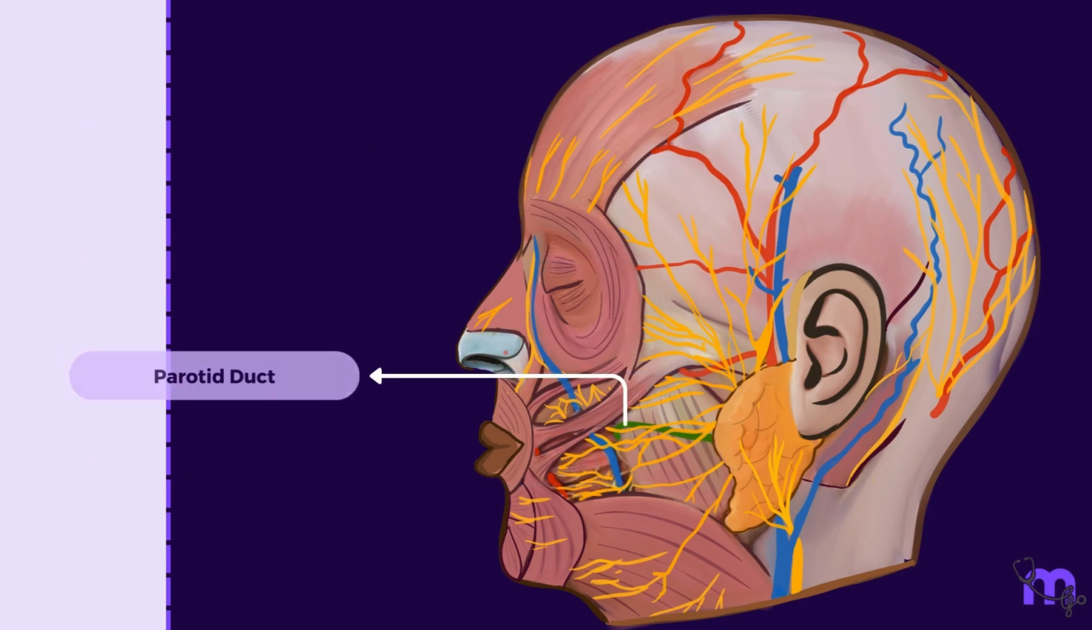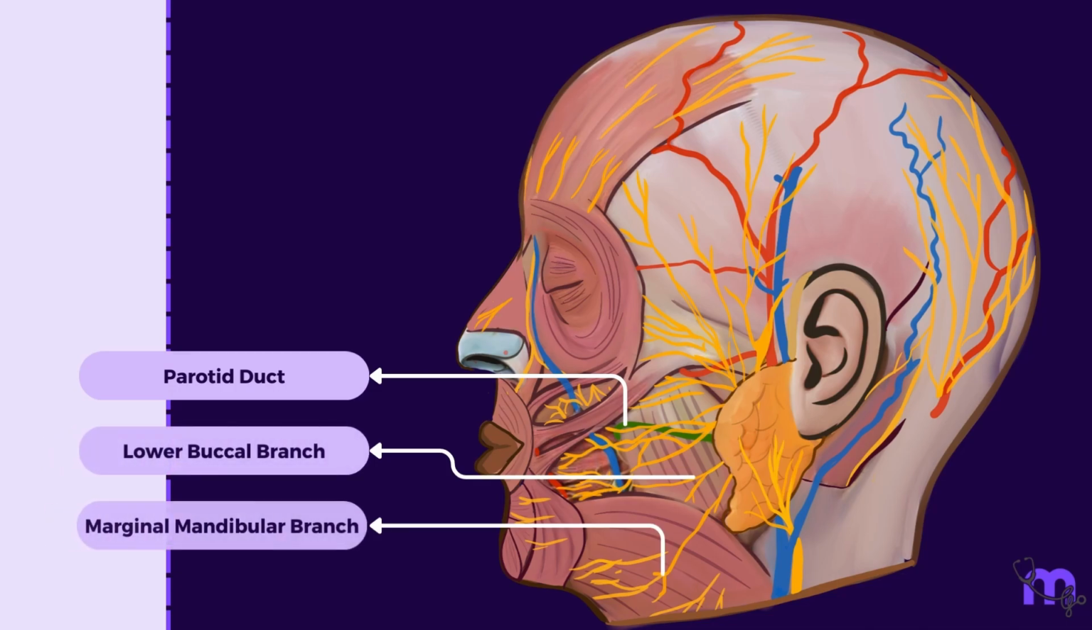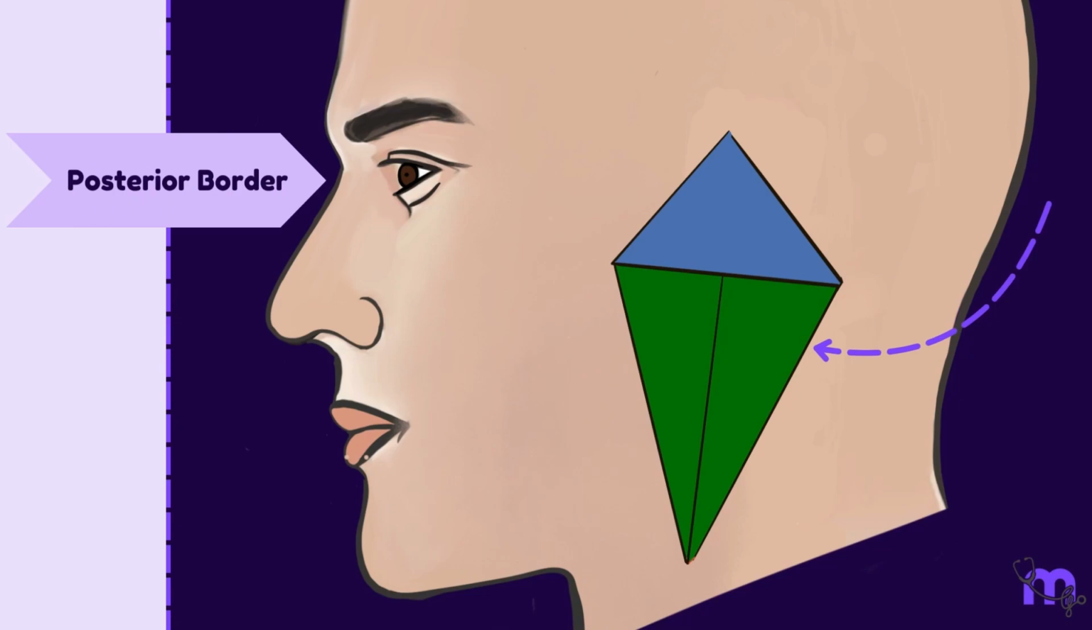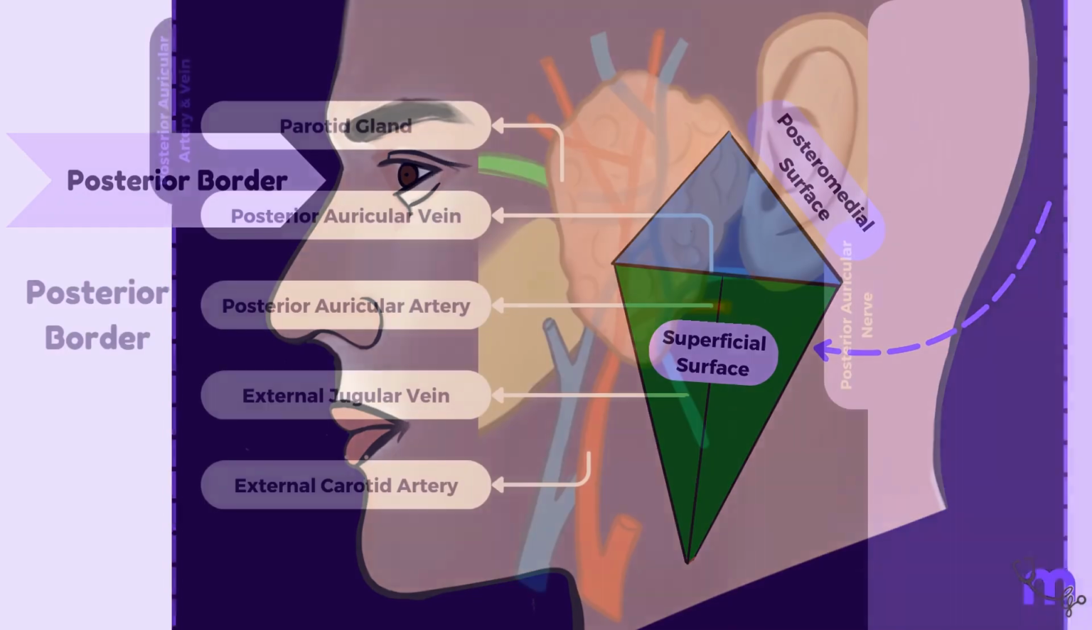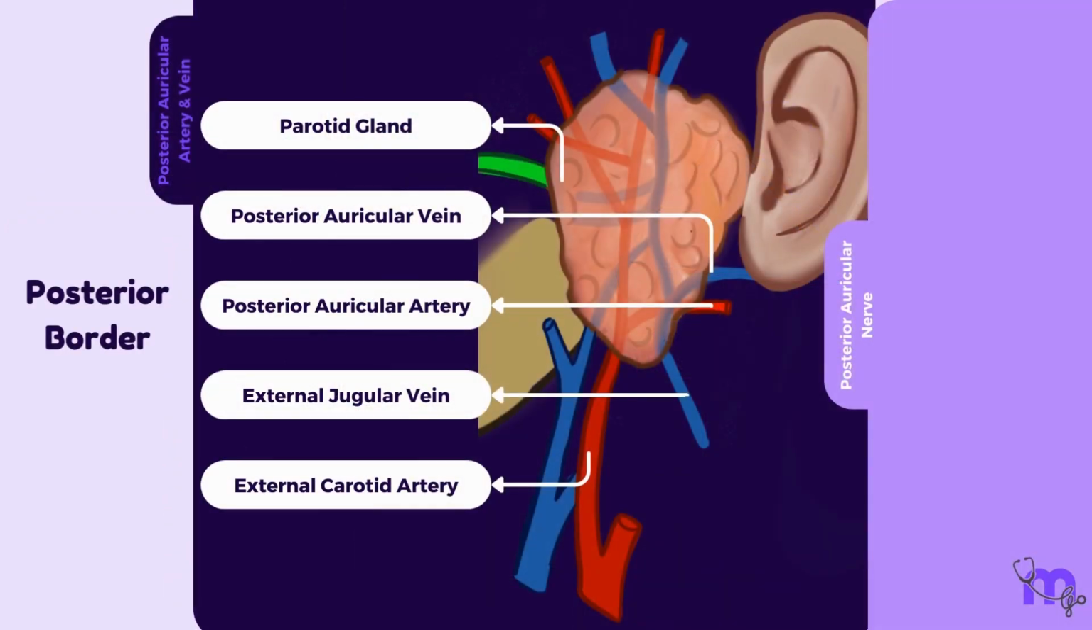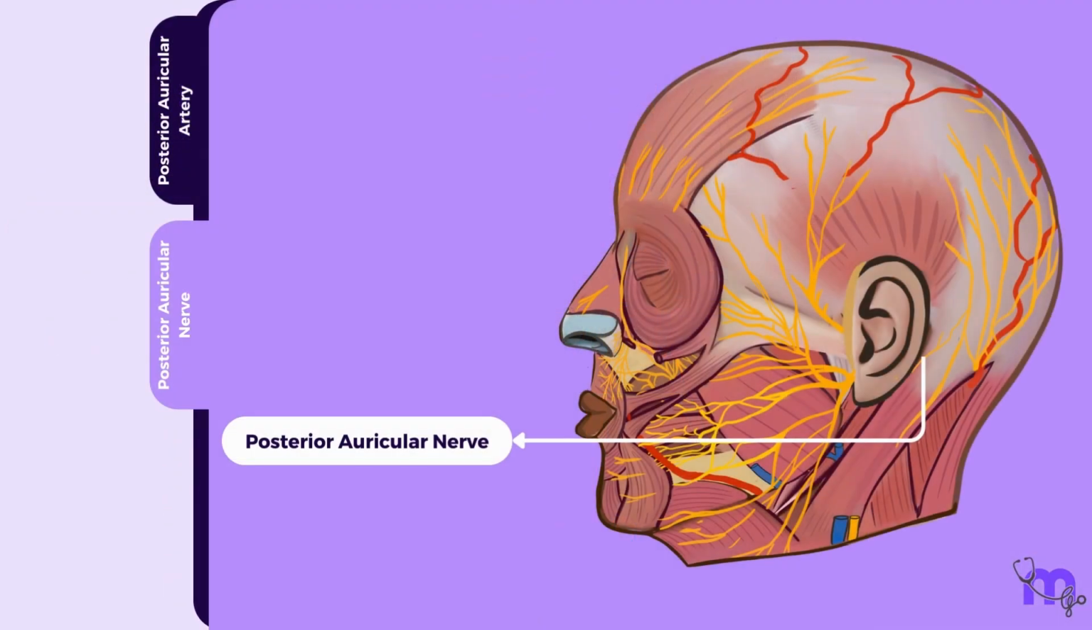Then comes the parotid duct itself, below which we have the lower buccal and the marginal mandibular branches of the facial nerve. The posterior border separates the superficial surface from the posteromedial surface. Underneath this border, the posterior auricular vessels and the posterior auricular branch of the facial nerve emerge.